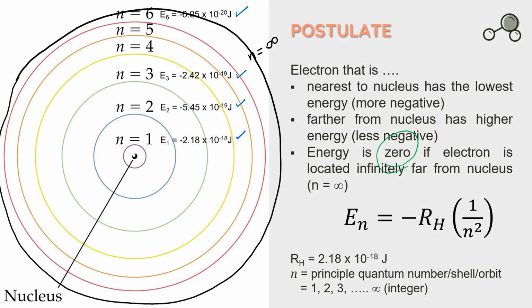Why is the energy 0 when n is infinity? Because at this position, the electron will experience no more attraction with the nucleus. But why does the electron nearest to the nucleus have the lowest, or more negative, energy? This is because the electron at this position experiences the most attraction force with the nucleus, due to the closest position to the nucleus.